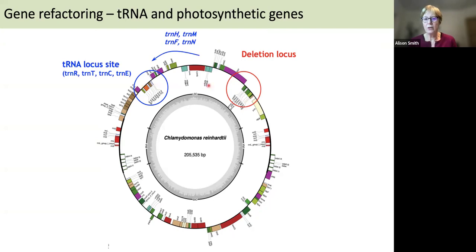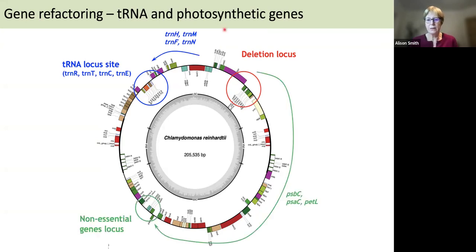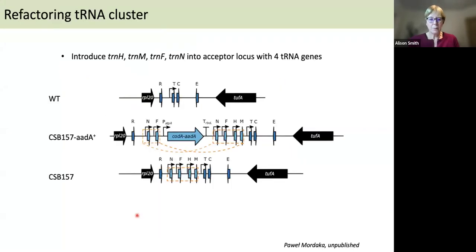So we could see whether we could transfer those 4 genes from here to here. We'd end up with 8 tRNA genes. And then this would also facilitate refactoring and inserting these photosynthetic genes in another neutral site later on. So this is what Pavel did. This is the new acceptor locus, which has got these 4 tRNA genes, just shown now with a single letter code for the amino acid.